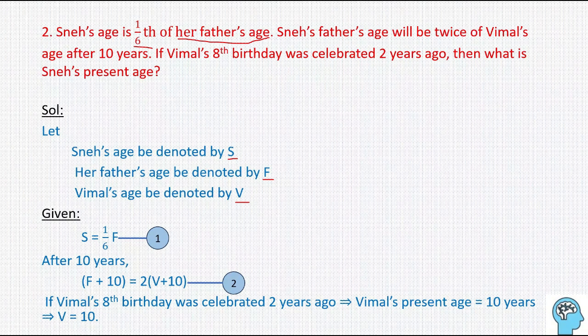Let's read out the problem statement completely first. Sneha's age is 1/6 of her father's age. Sneha's father's age will be twice that of Vimal's age after 10 years. If Vimal's 8th birthday was 2 years ago, then what is Sneha's present age?